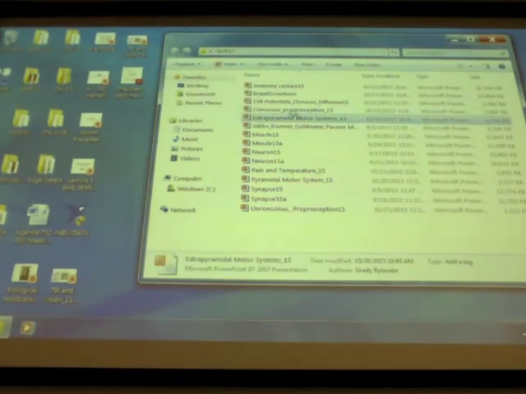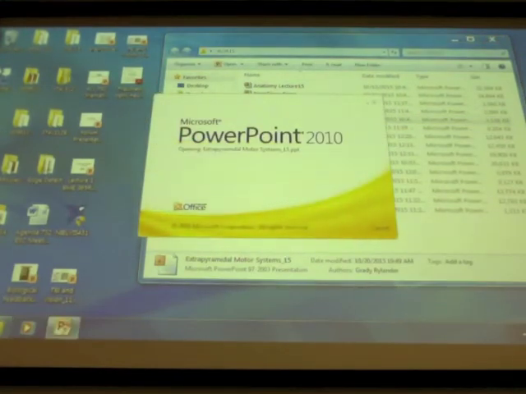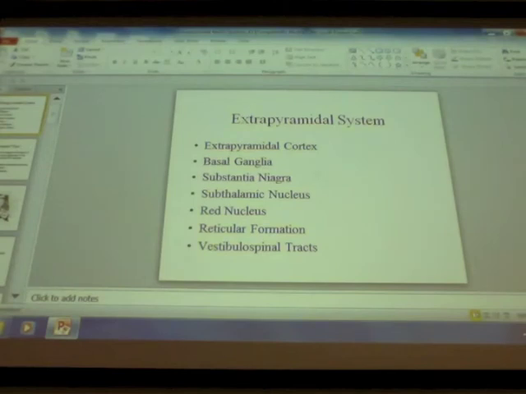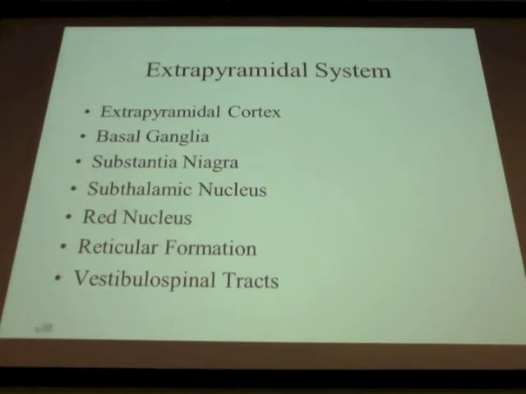Now the second part is a little bit more complicated, unfortunately. And this is called the extrapyramidal system. And so you probably realize that if you have a stroke and you knock out the pyramidal system, you really can't use your hand very well, and a lot of times you can't speak very well because that gets represented highly in the pyramidal system.